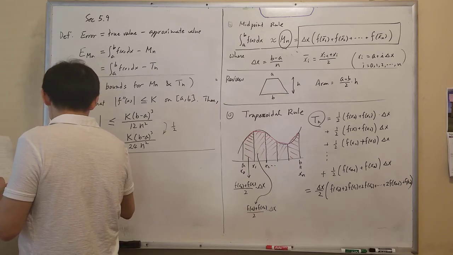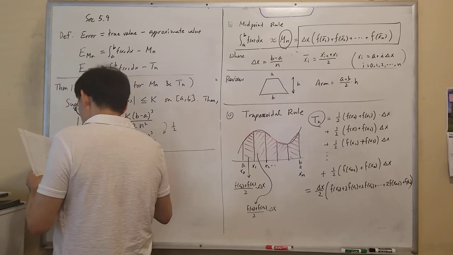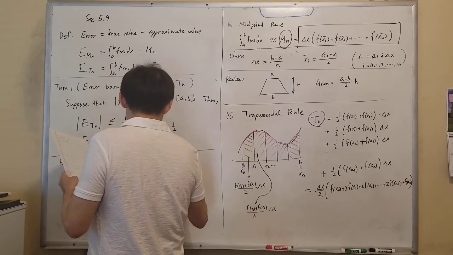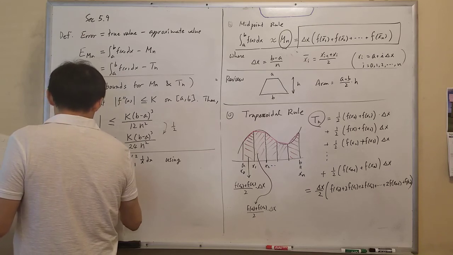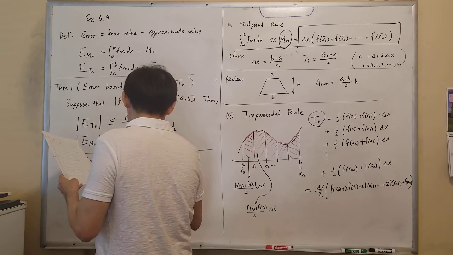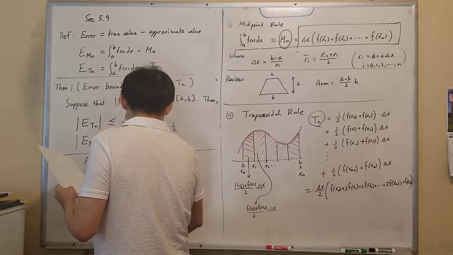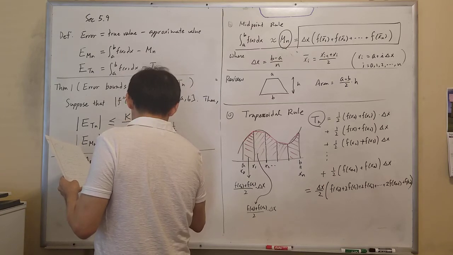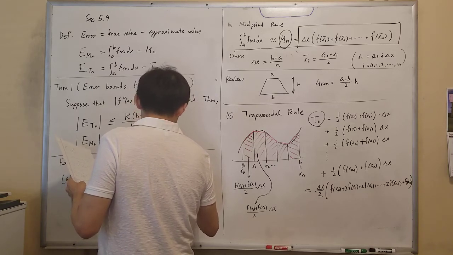Example 1. Approximate the integral from 1 to 2 of 1 over x dx using a) T5, b) M5, and then c) find the true value, and then evaluate the error, the maximum error about T5 and the maximum error about M5.